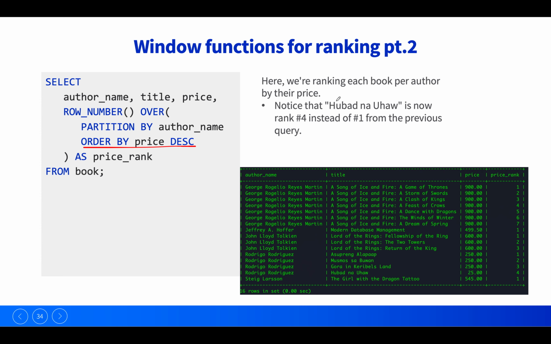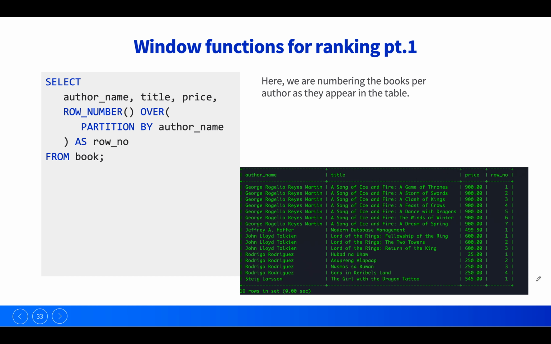You'll notice here, Hubad na Uhaw is now rank 4 instead of rank 1 from the previous query. So Hubad na Uhaw is now rank 4 because we provided an order by price statement in our row number window function. But if you take a look at Hubad na Uhaw in the previous statement without that order by statement, you'll see that Hubad na Uhaw is 1, right? And that's because we were numbering them as they appear on the table.